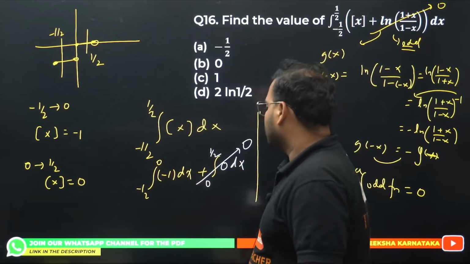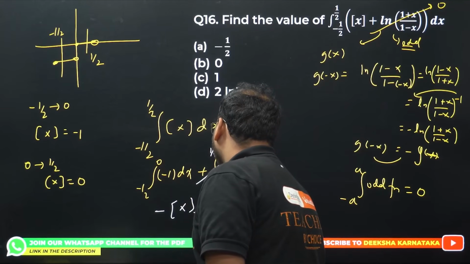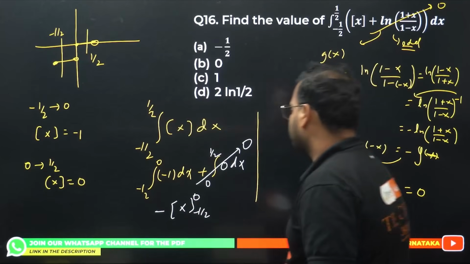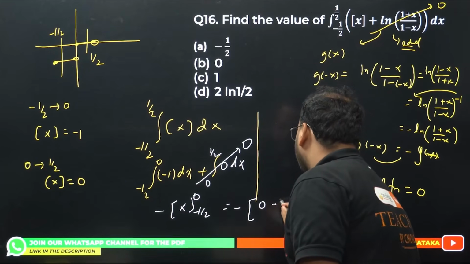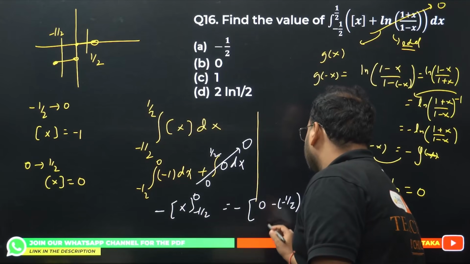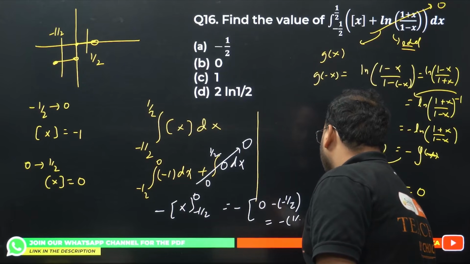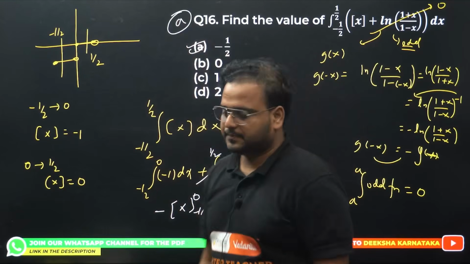What about this? There's a minus sign over here. I get x, from where to where? Minus 1 by 2 to 0. This whole thing will become what? The minus sign is outside. I get 0 minus of minus 1 by 2, nothing but minus of 1 by 2. Option A is correct. Please check.